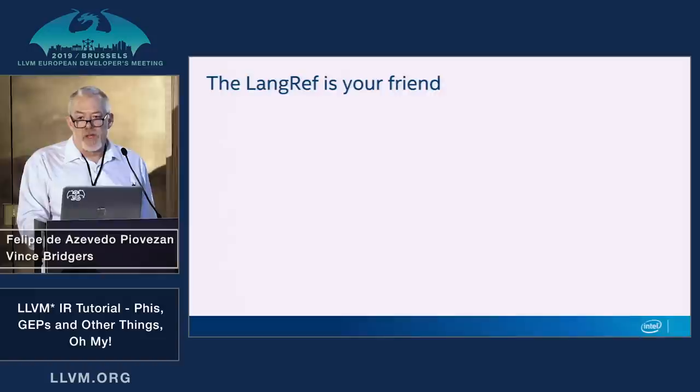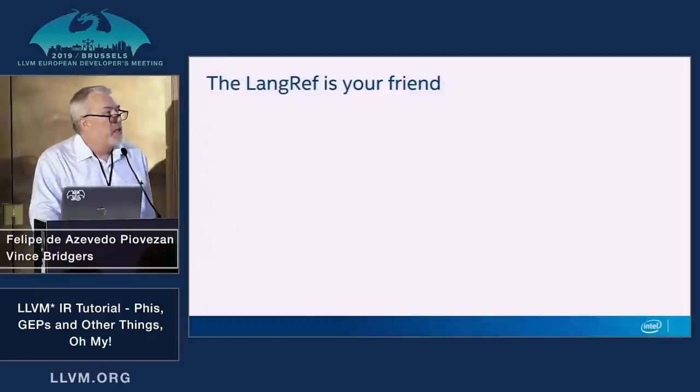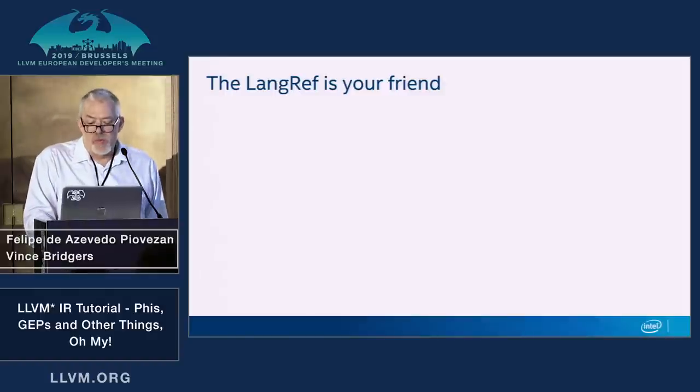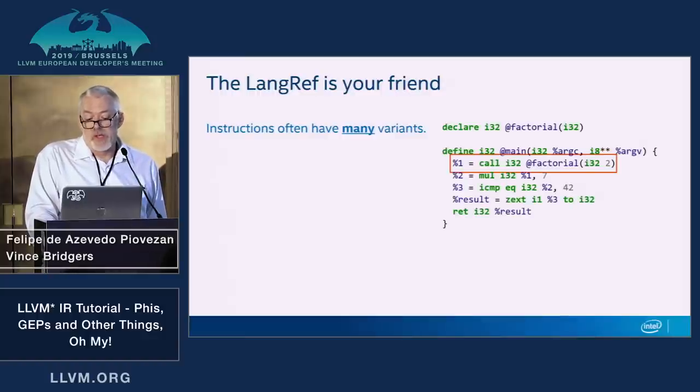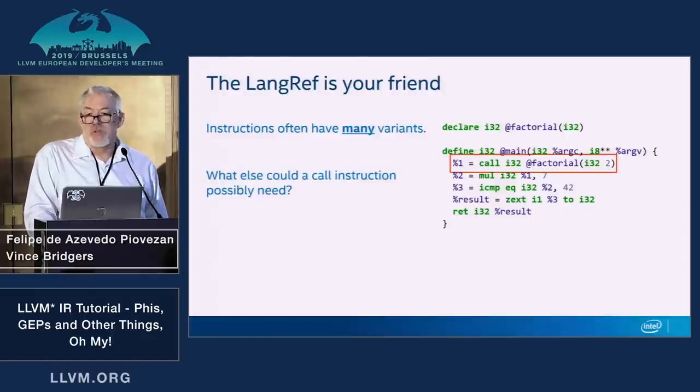So let's talk about the language reference, and we'll come back to some of the other things that we mentioned. We talked about a handful of instructions, but have not shown you where to find the information that you might need, for example, the icmp and the multiply instruction. Instructions often have many variants. Just looking at the call instruction, you can see in this particular case, what else would a call instruction possibly need?